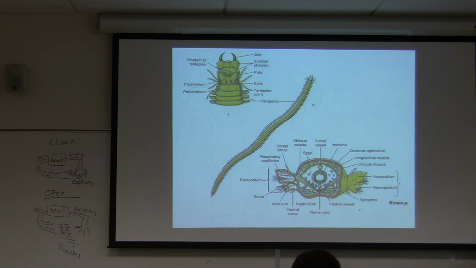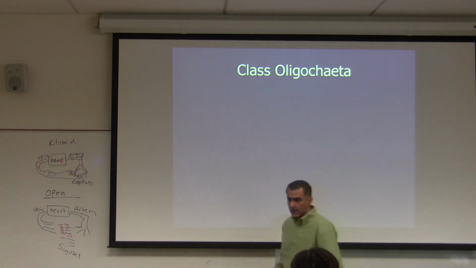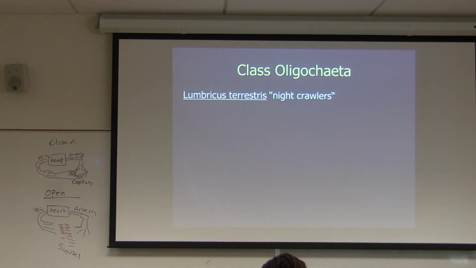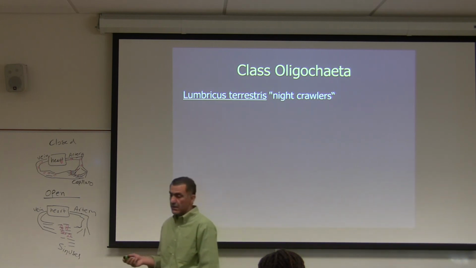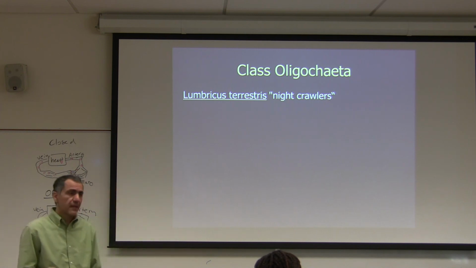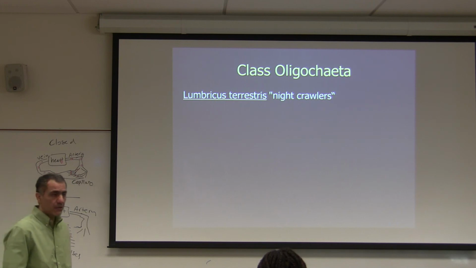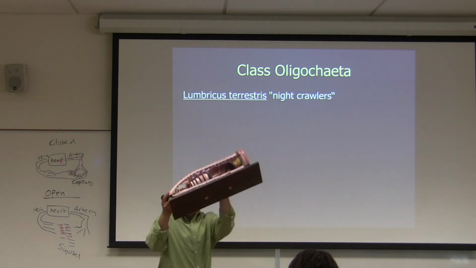I think I went over most everything in here. Class Oligochaeta, the actual earthworms. Okay, Lumbricus terrestris, night crawlers. The common name for them is night crawlers. I guess during lecture, by mistake, I called Nereis virens night crawlers. Sorry about that. Nereis virens is sandworms. They refer to them as sandworms. That's a common name for them. Night crawlers is the common name for the earthworms. Sorry about that. I mentioned that.